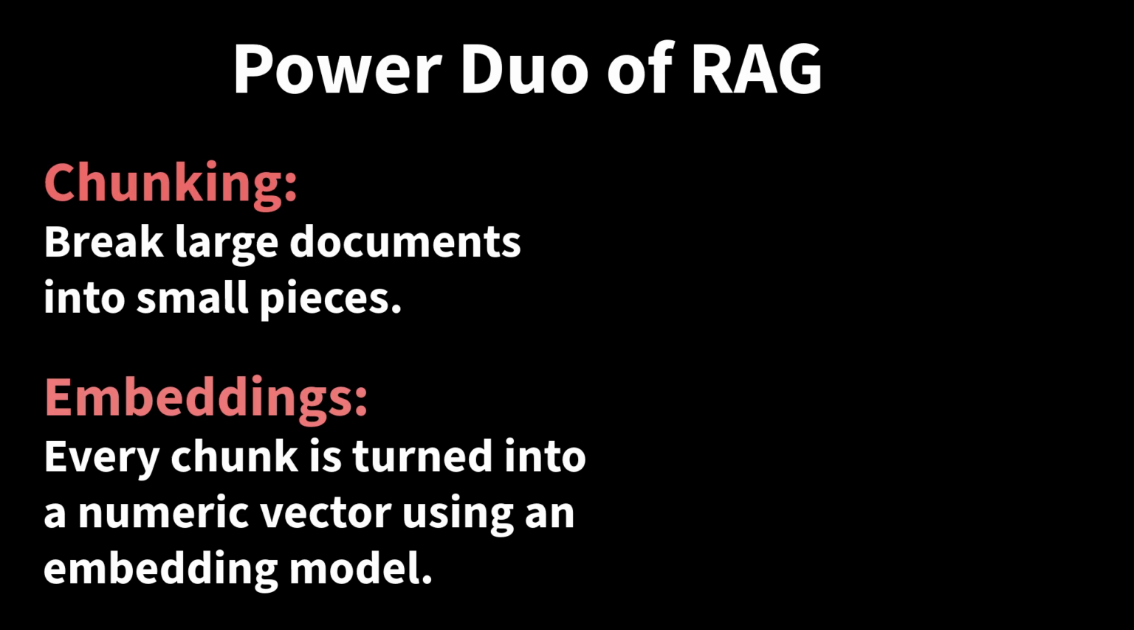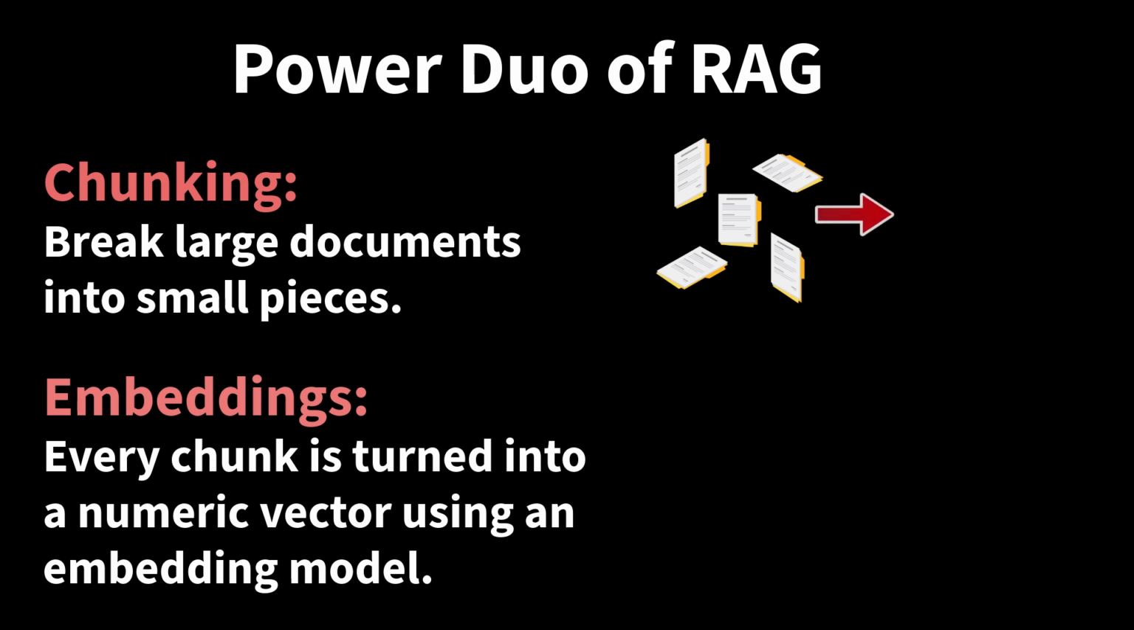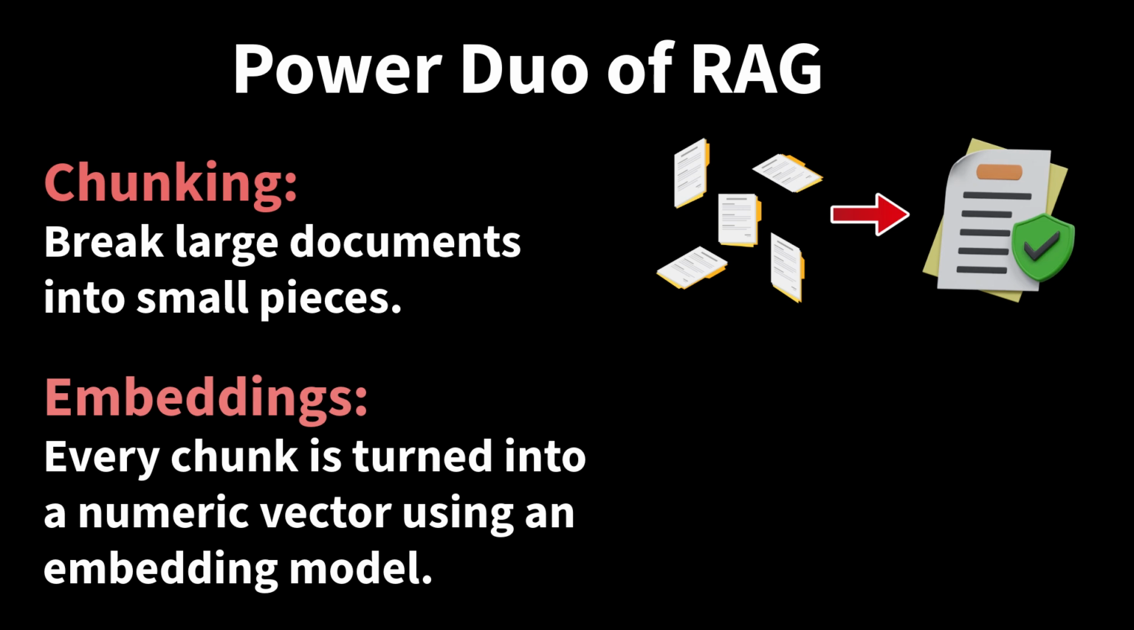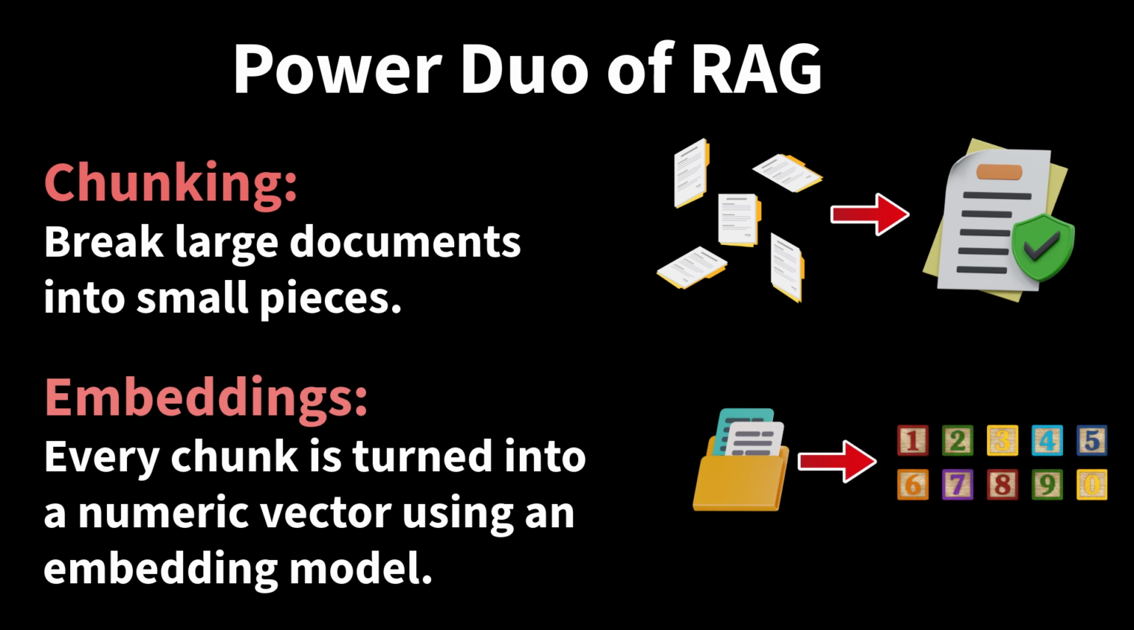To understand RAG, you have got to meet its power duo: chunking and embeddings. Chunking is the process of breaking large documents into small pieces, for example, 200 to 500 words. Why? AI performs better with bite sized content than full documents. Embedding is the process where every chunk is turned into a numeric vector using an embedding model. These vectors help the AI measure similarity between your question and each chunk. So when you ask something, the retriever finds the chunk closest in meaning.